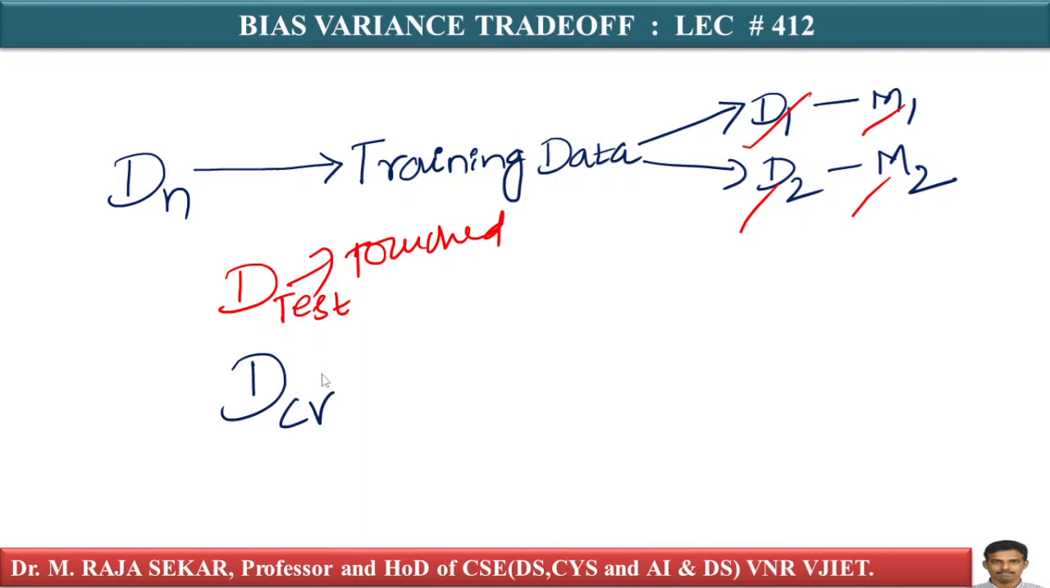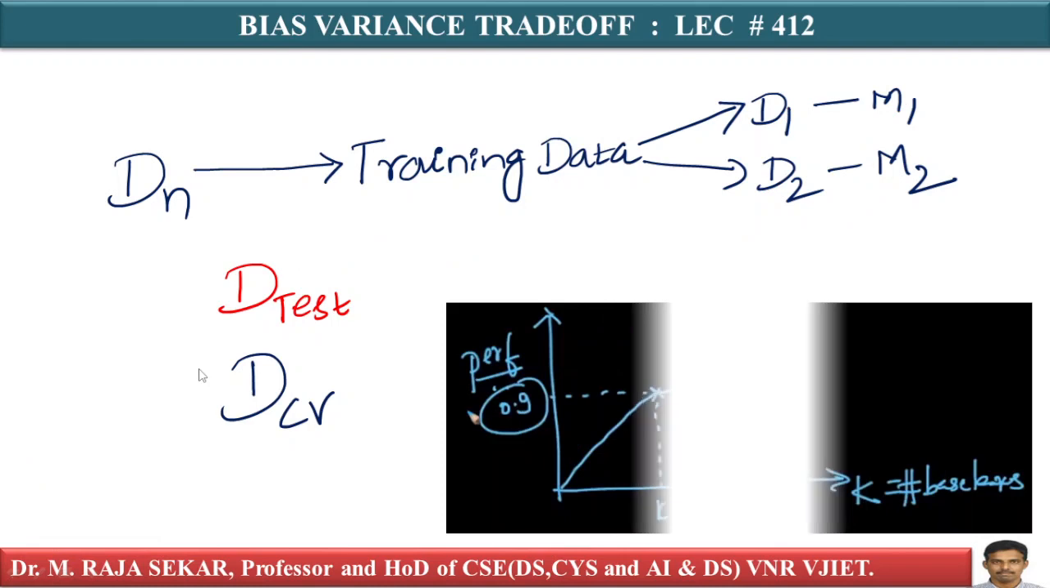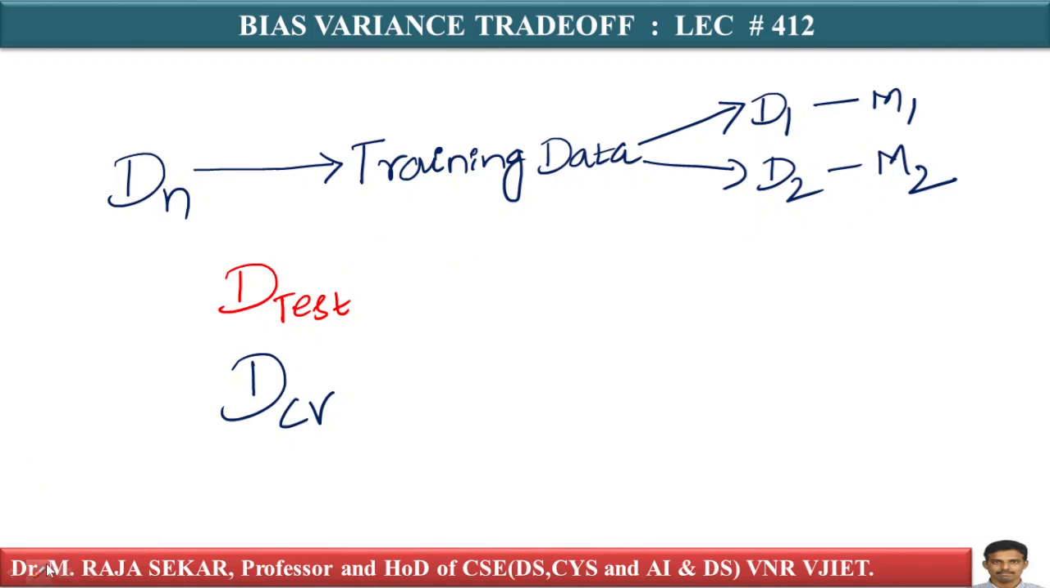DCV means what? You have trained all of your cross validation. You have D test. Let me repeat, you have D test. This is D test, and this is DCV, isn't it? You have your D test which is not touched. Similarly, you have DCV.